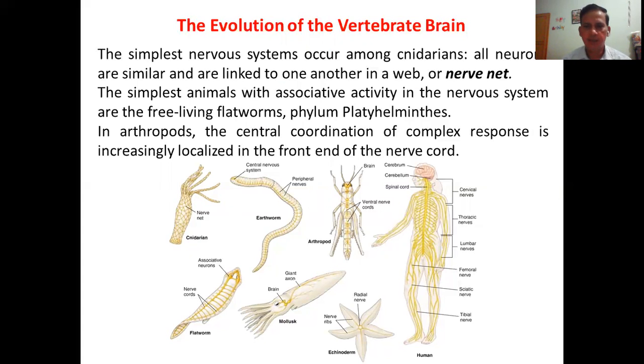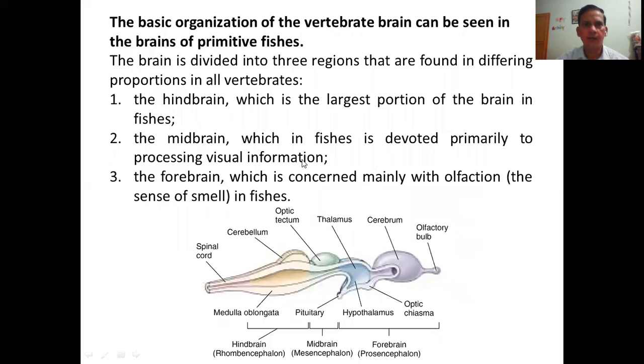It is in humans that the nervous system is highly developed, where the anterior part of the brain has different components which control the body parts or are innervated to the different parts of the body. The basic organization of the vertebrate brain can be seen in the brain of primitive fishes.